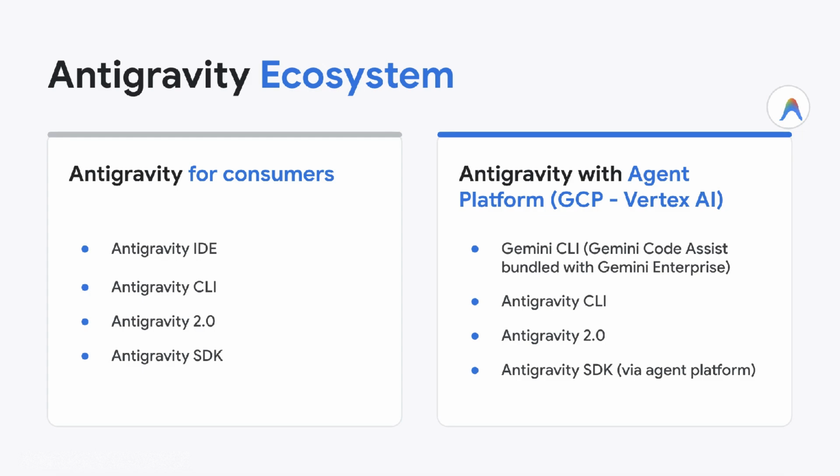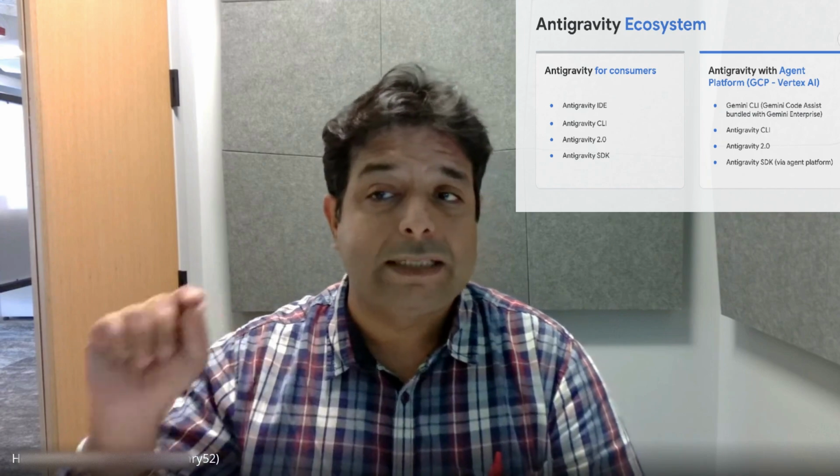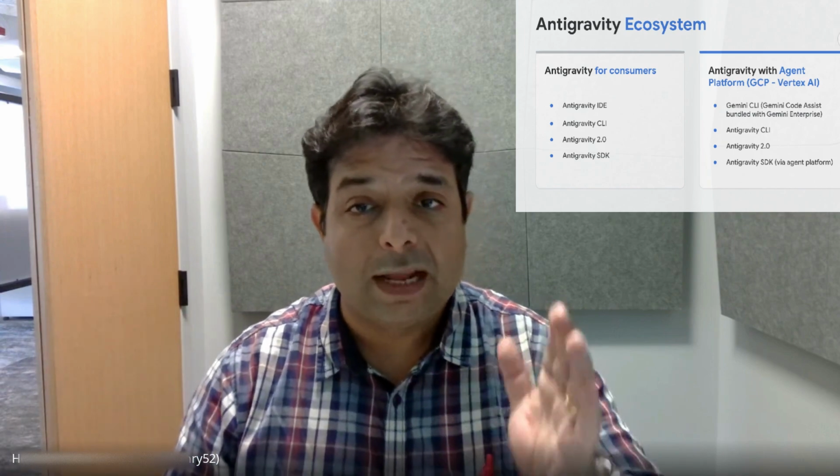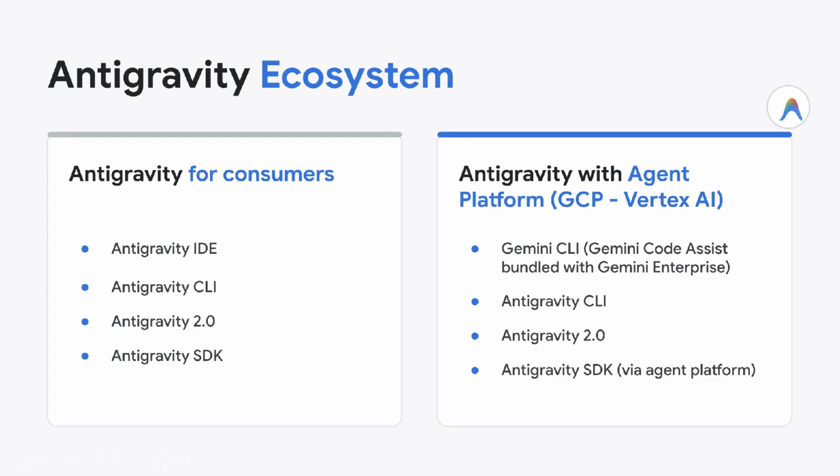To understand how these tools fit together, we must look at the Antigravity ecosystem, which is divided into 2 distinct pathways: the consumer pathway and the enterprise agent platform. On the left, you can see the consumer pathway provides a standalone suite of tools, including the Antigravity.